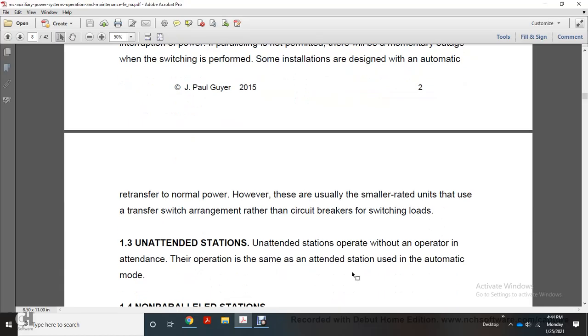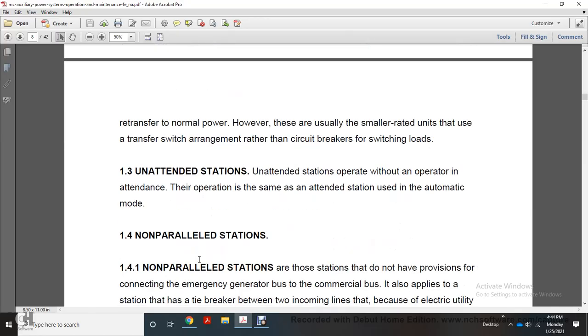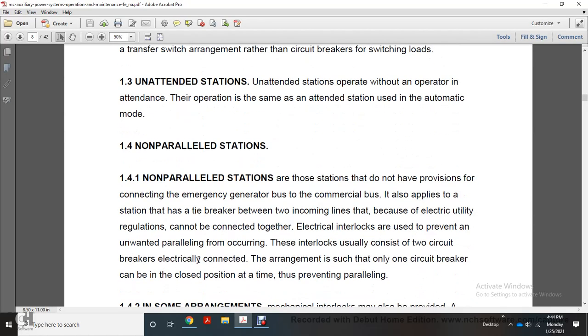1-3. Unattended stations. Unattended stations operate without an operator in attendance, and use the automatic mode. 1-4. Non-parallel stations.